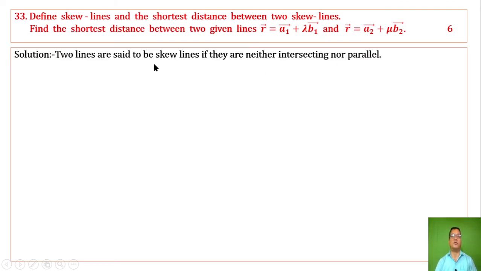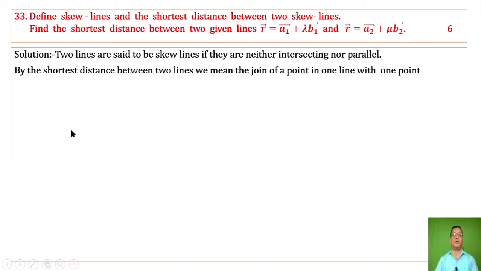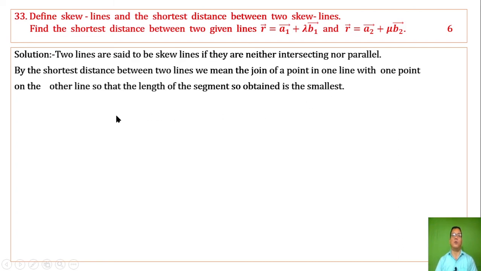Two lines are said to be skew lines if they are neither intersecting nor parallel. By the shortest distance between two lines, we mean the join of a point in one line with one point on the other line, so that the length of the segment so obtained is the smallest.